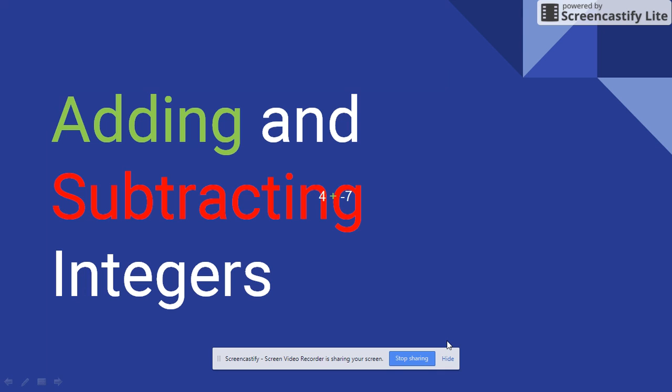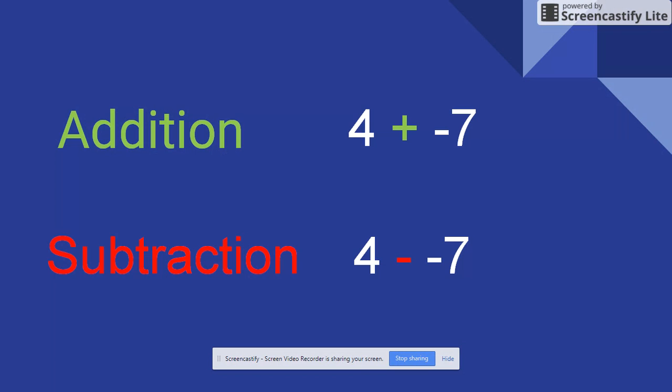In this video, we'll talk about adding and subtracting integers. Addition is a mathematical expression with a plus sign between numbers. We have positive 4, we have negative 7, and we have a plus sign in between. So this is addition. Subtraction is an expression with a minus sign between numbers. We have positive 4, we have negative 7, and in between we have a negative sign. So this is subtraction.